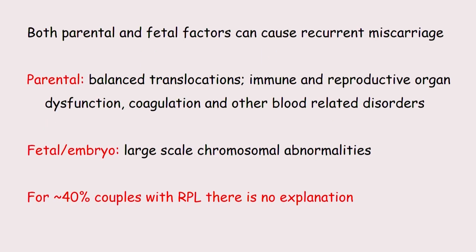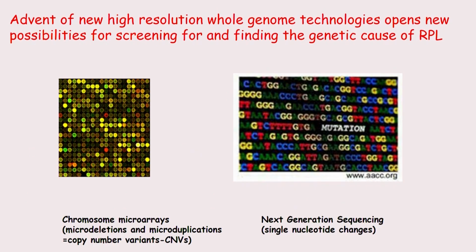Both parental and fetal factors can cause recurrent miscarriage. Parental factors include balanced translocations, immune and reproductive organ dysfunction, coagulation, and other blood-related disorders. Fetal and embryo factors largely include large-scale chromosomal abnormalities. But for about 40% of couples, the cause of recurrent pregnancy loss is still unknown.